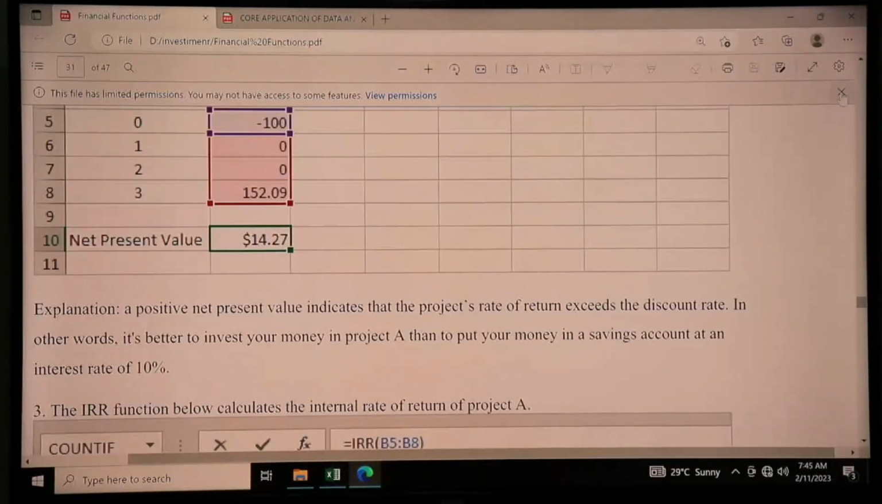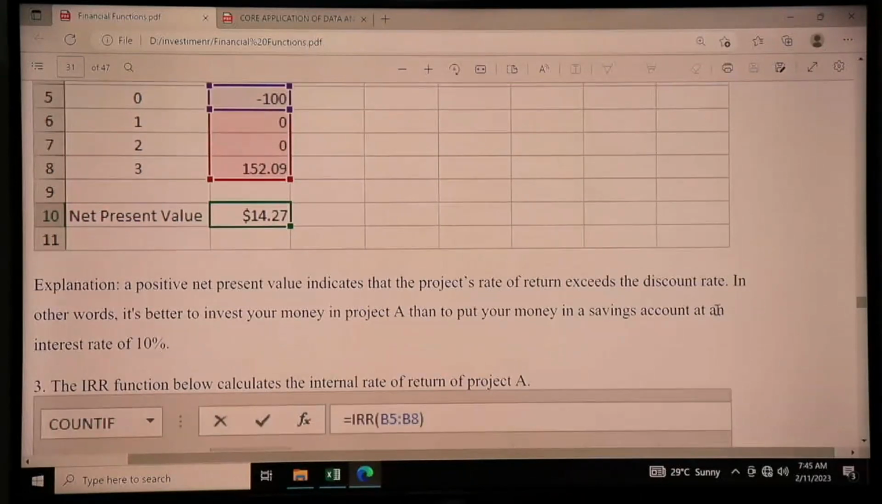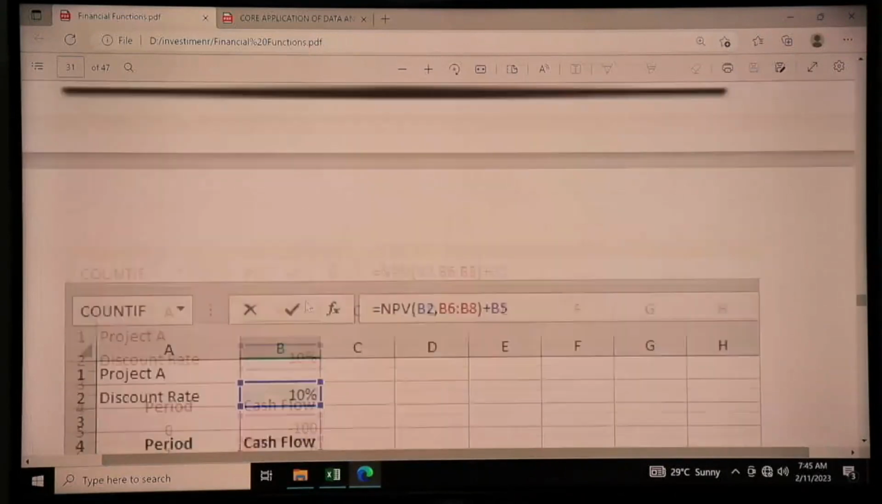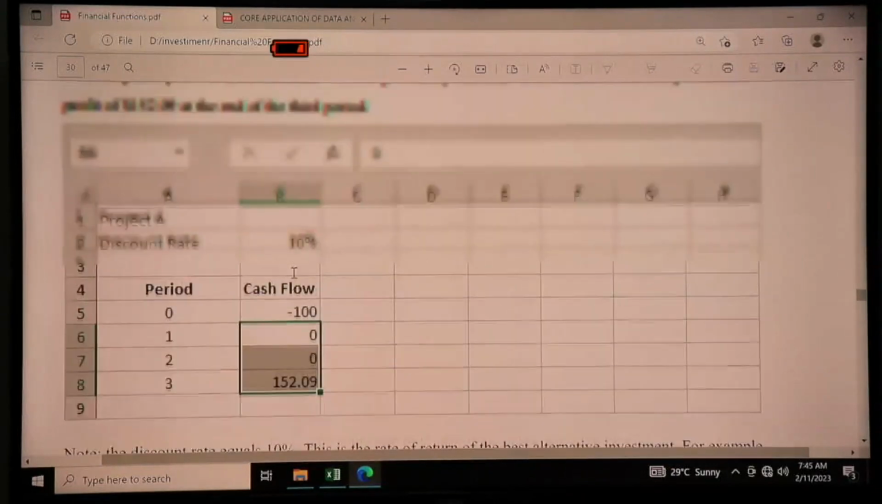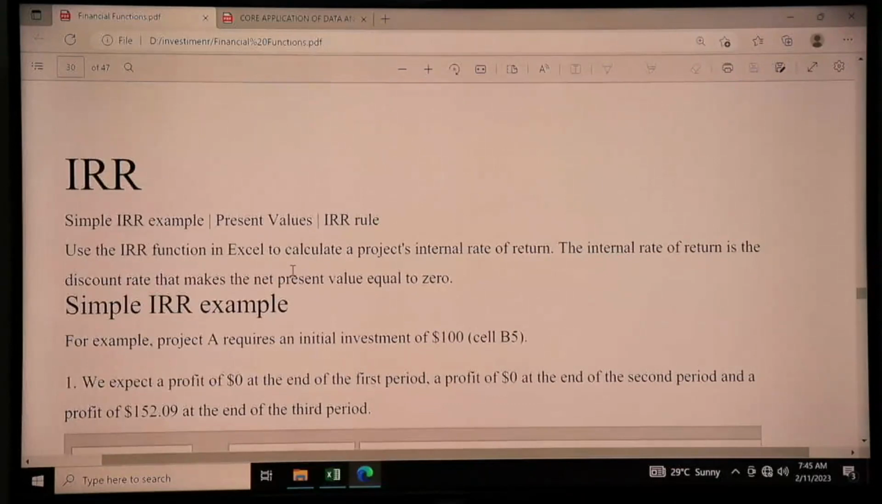We are going to run some exercises in that small booklet. For more examples, you will get them from the book that I have sent you in that WhatsApp group. So, when we talk of internal rate of return, we say that the internal rate of return is the discount rate that makes the net present value equal to zero.